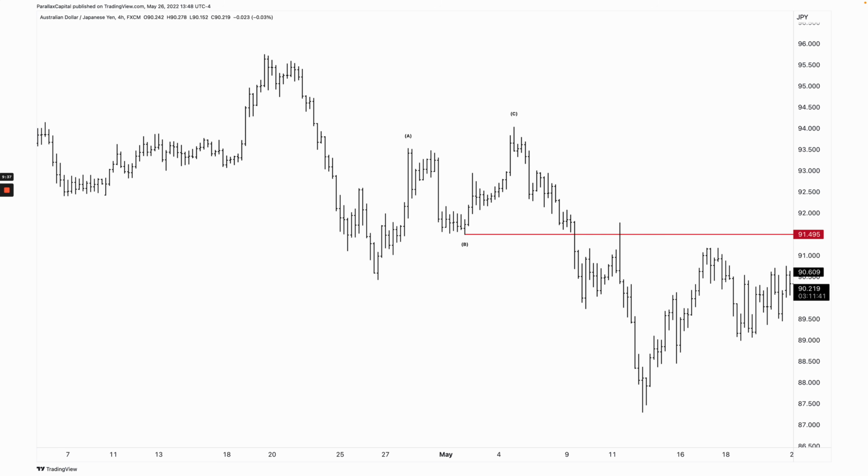So check this out. Here we have a zigzag in the Australian dollar Japanese yen currency pair. And you'll notice here, I can't really identify a suitable wave 4 extreme. It's not readily obvious to me where it is. If I had to guess, it would be somewhere around here.